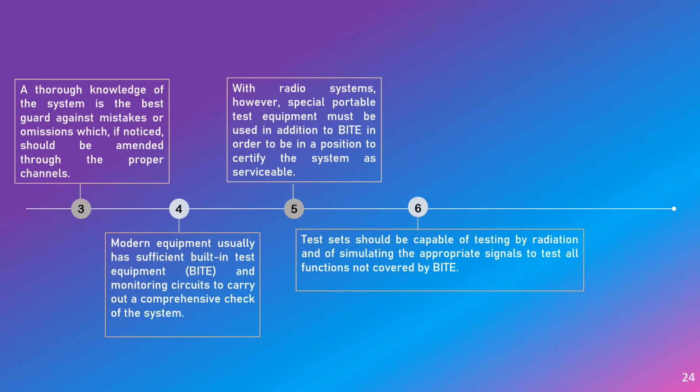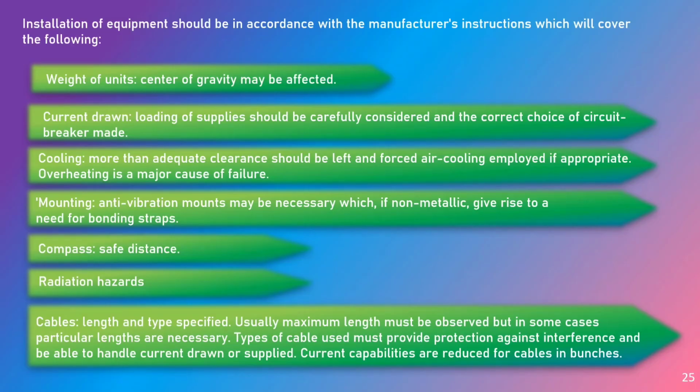Installation of equipment should be in accordance with the manufacturer's instructions, which will cover the following. Weight of units: the center of gravity may be affected. Current drawn: loading of the supply should be carefully considered, and the correct choice of circuit breaker made. Cooling: more than adequate clearance should be left and forced air cooling employed if appropriate. Overheating is a major cause of failure. Mounting: anti-vibration mounts can be necessary, and if non-metallic, give rise to the need for a bonding strap.